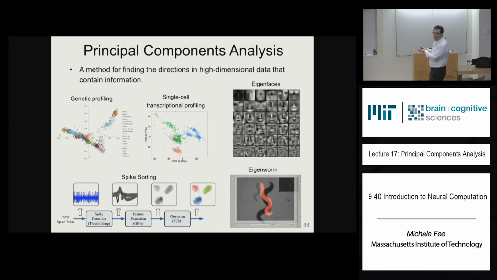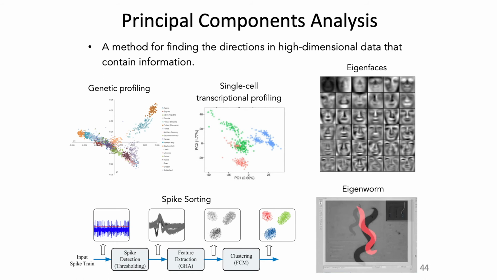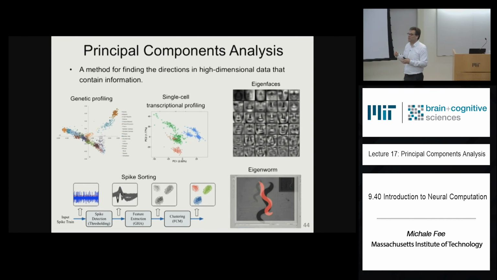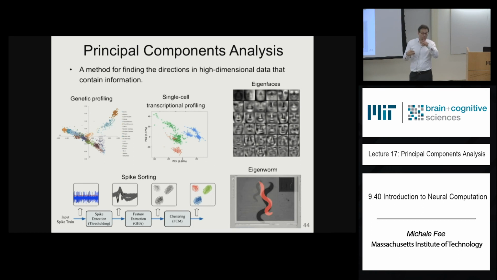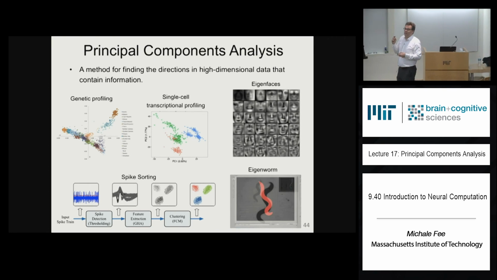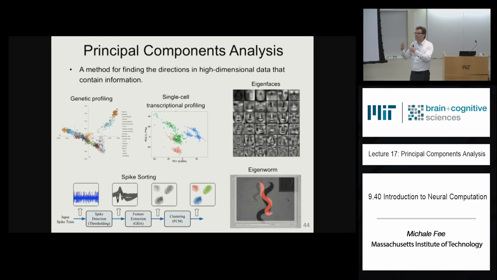You can do principal components analysis of those different genes and find clusters for different cell types within a tissue. Okay, this is now being applied very commonly in brain tissue to extract different cell types. You can use images and find out which components of an image actually give you information about different faces.